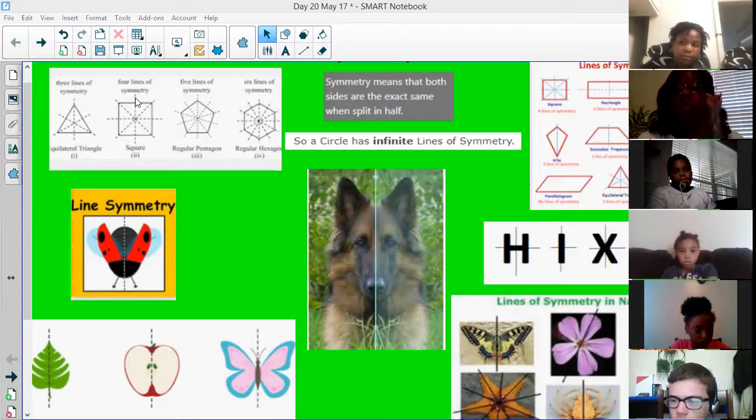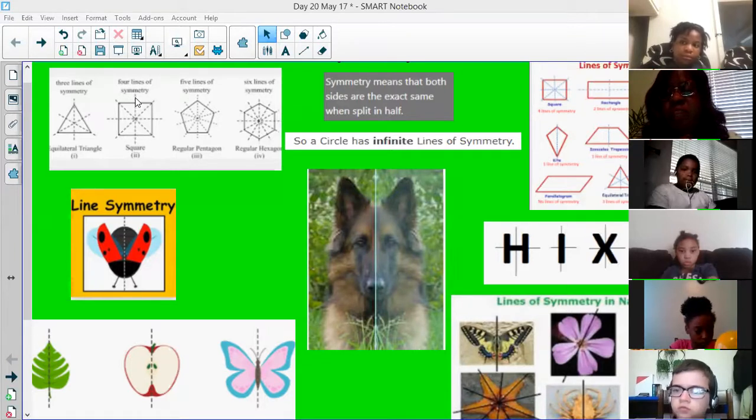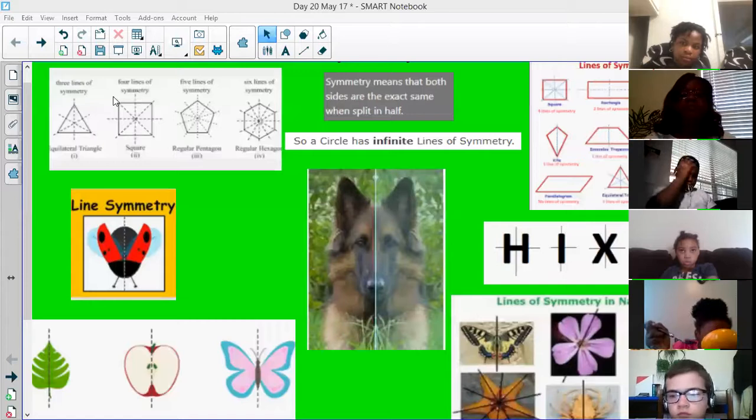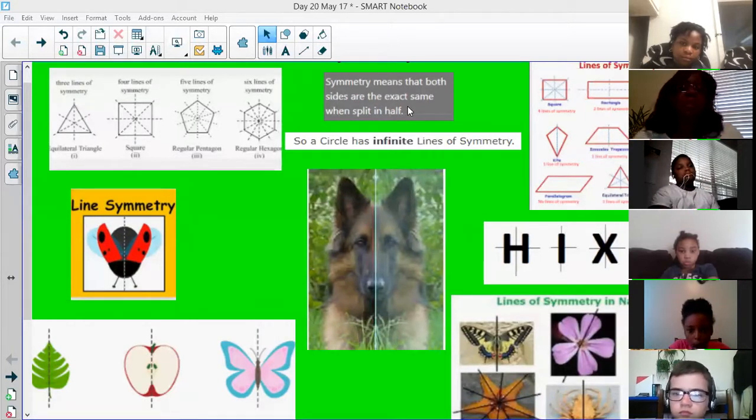Remember the day we were in class and we were folding the squares and the papers? Y'all remember that? That was one of the last things we did. We started folding papers and things. Somebody needs to be admitted. All right, so when you fold it, it has to look the exact same.